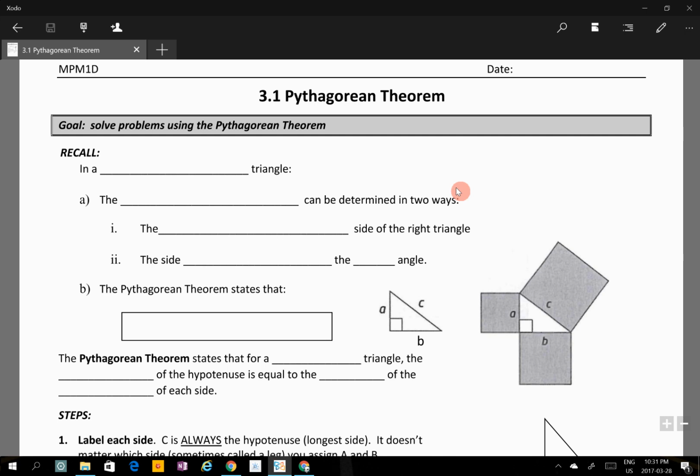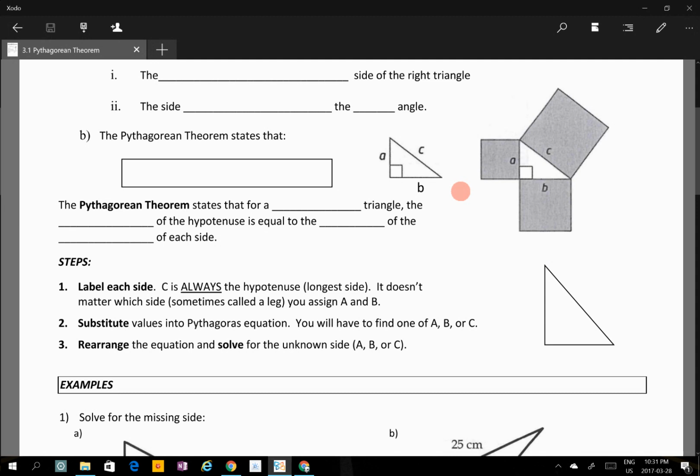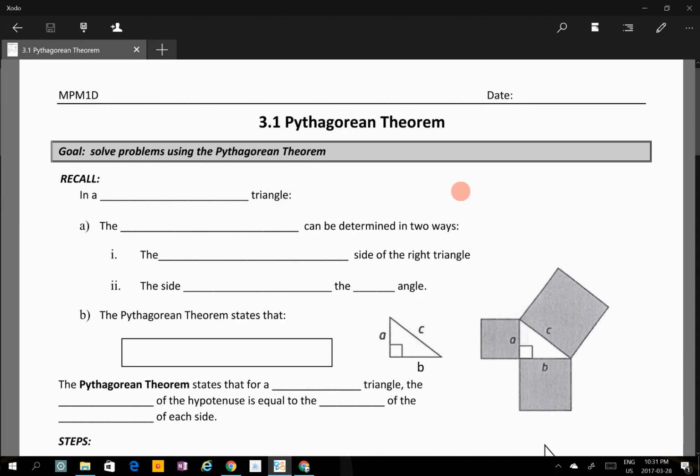Okay, we're starting a brand new cycle, 3.1, Pythagorean Theorem. This is going to be part of our geometry cycle, and so we're going to be studying things like triangles. In particular, we're going to be looking at right-angled triangles. Hopefully you remember this from elementary school. But in case you need a refresher, a right-angled triangle is a triangle with a 90-degree angle.